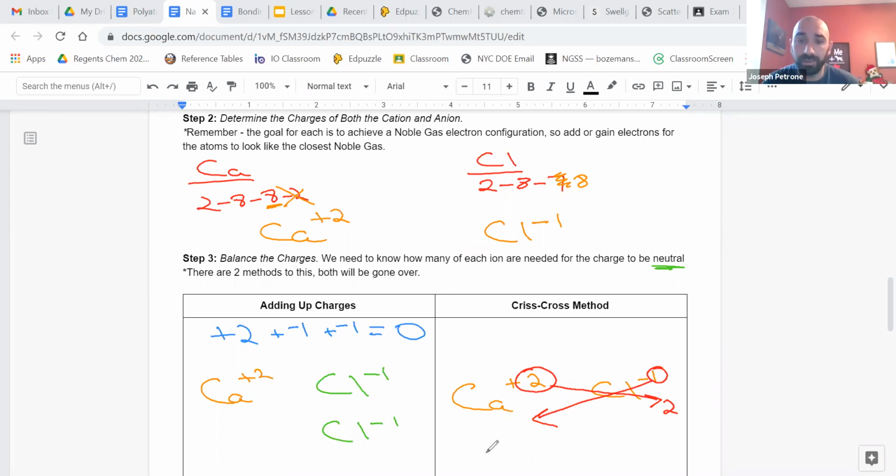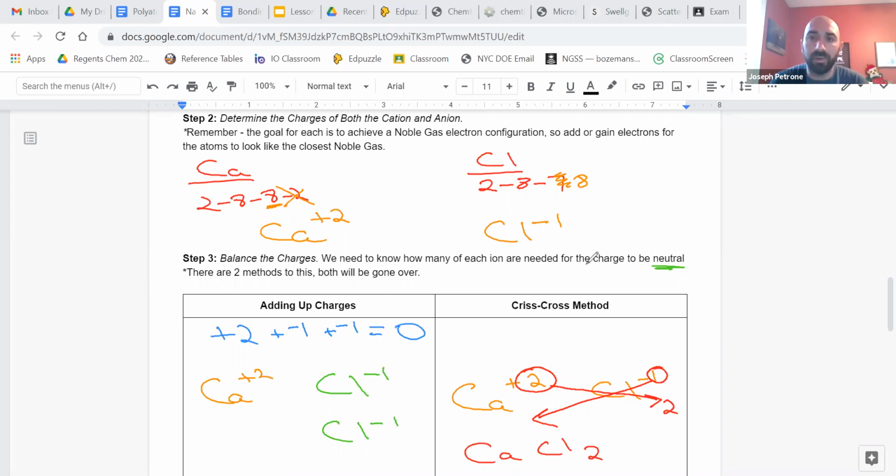So this ends up looking like calcium 1, chloride 2. And then much like we've gone over previously, if there's a 1, we can usually just leave it out. It's actually appropriate to leave it out in this case. So this also tells us that for every 1 calcium ion, we need 2 chloride ions to balance out the charge to make it a neutral compound. So 2 ways to give you the same thing.